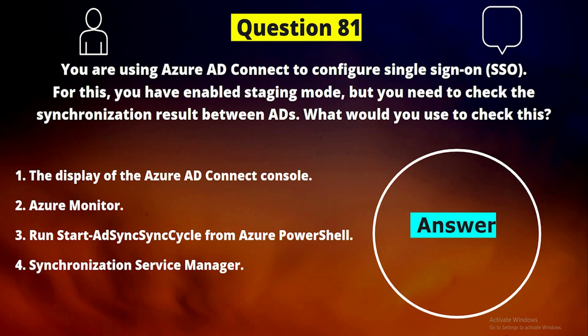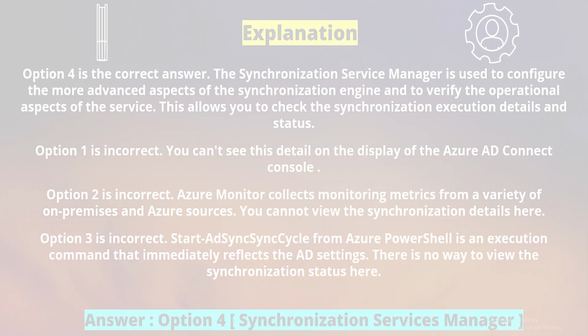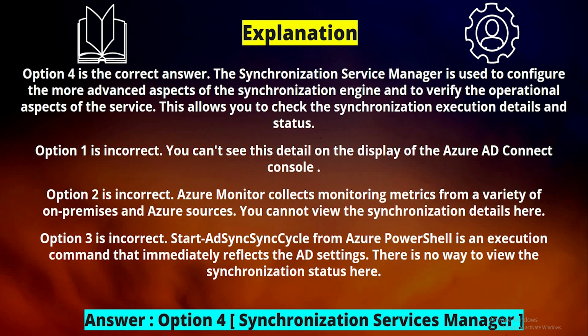And the correct answer is Option 4, Synchronization Service Manager. Explanation. Option 4 is the correct answer. The Synchronization Service Manager is used to configure the more advanced aspects of the synchronization engine and to verify the operational aspects of the service. This allows you to check the synchronization execution details and status. Option 1 is incorrect. You can't see this detail on the display of the Azure AD Connect console.